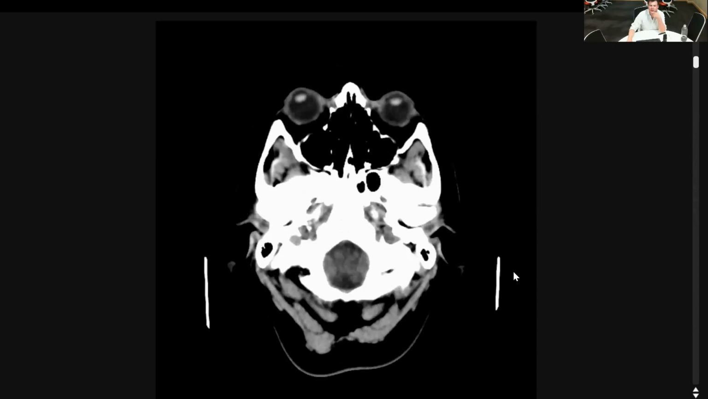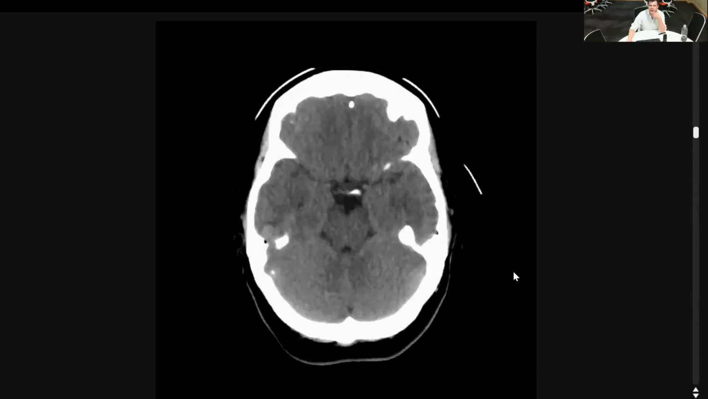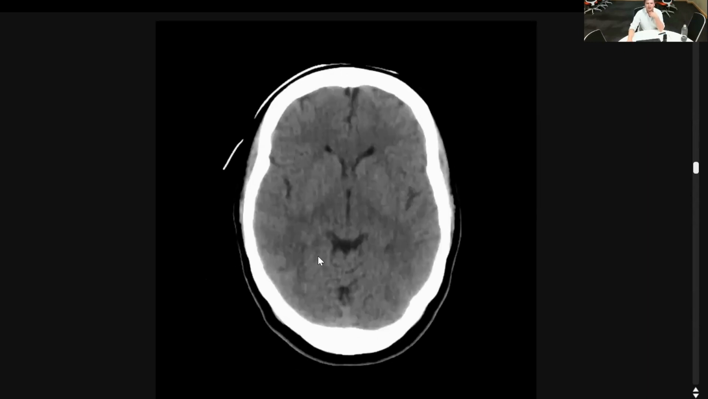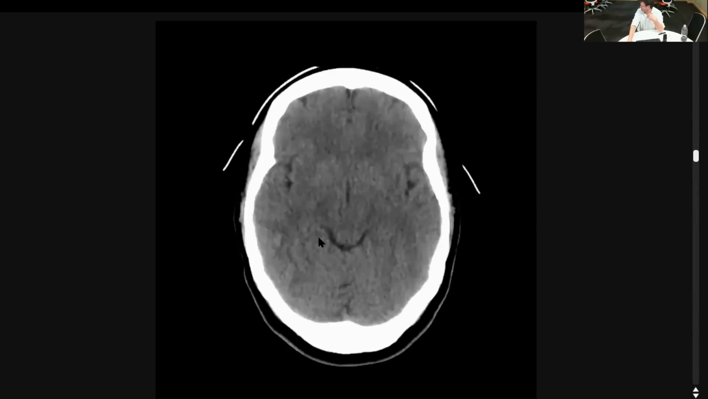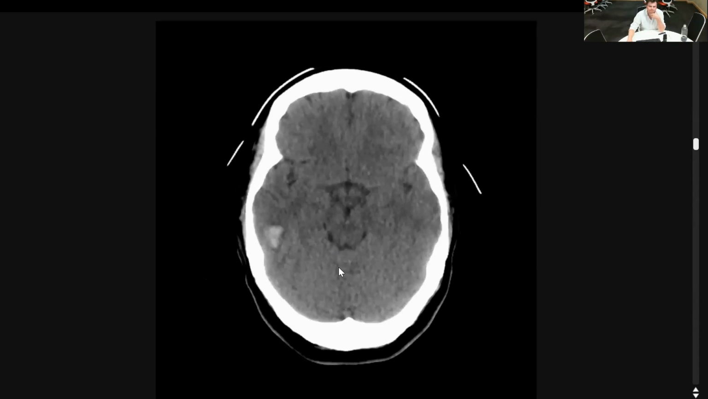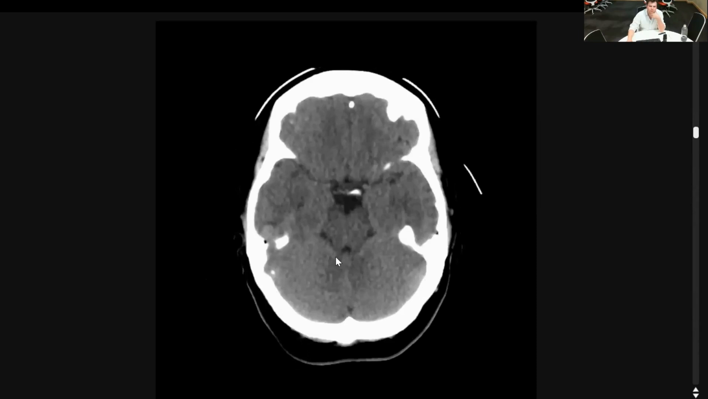So the abnormality's at the right temporal lobe. Can you scroll up and down a little bit? Yeah, so that looks parenchymal. But in a young patient without a history of trauma, it'd be quite unusual. Usually parenchymal hemorrhage is from hypertension, people that already have a history of hypertension and things like that.